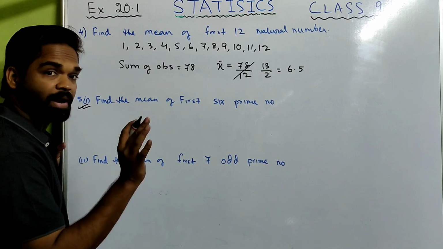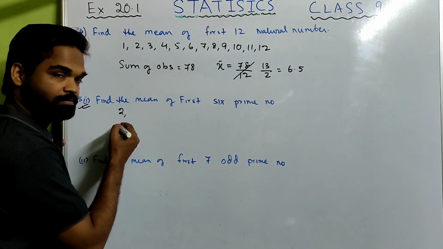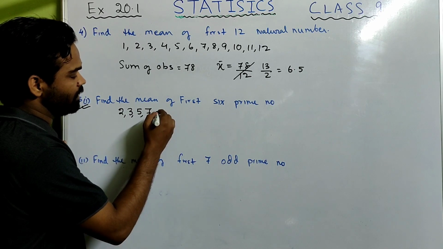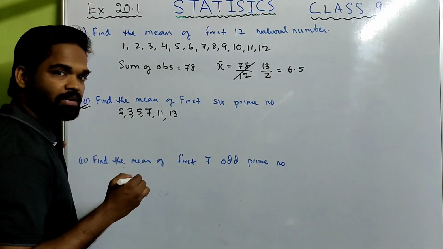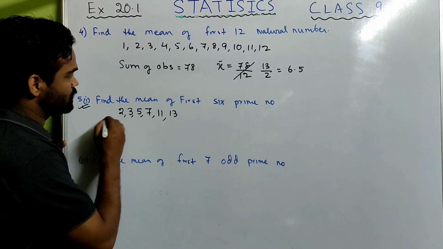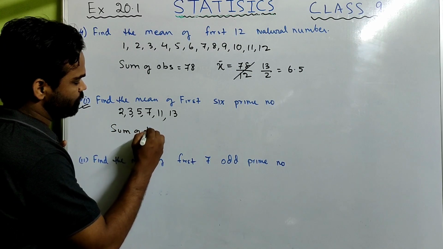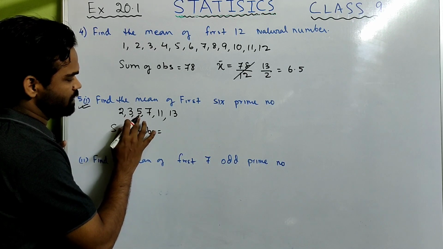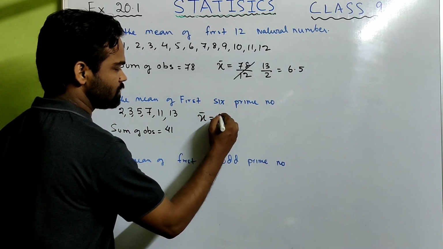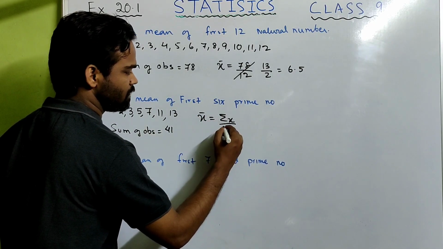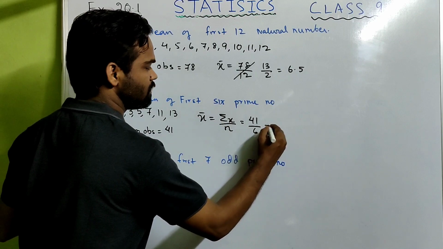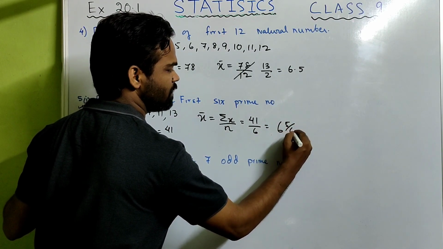Now let us look at 5 part 1. Find the mean of first 6 prime numbers. So the first 6 prime numbers are 2, 3, 5, 7, then 11, then 13. These are your first 6 prime numbers, isn't it? So sum of observation, first of all, will be how much? 10, 20, 30, 40, 41. So your mean will be summation x or sigma x by n, which is 41 by 6, 6 6s are 36, 6 5 by 6. Done.